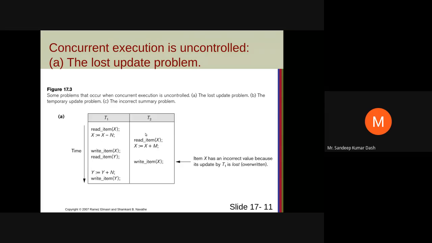So there comes a problem where this has deducted 5 from the database. Okay, 45 is here. It reads as 50. Okay, suppose M is 5, it becomes 55.